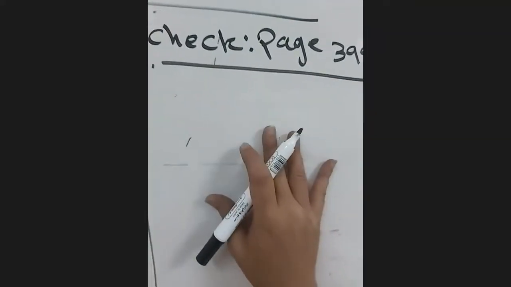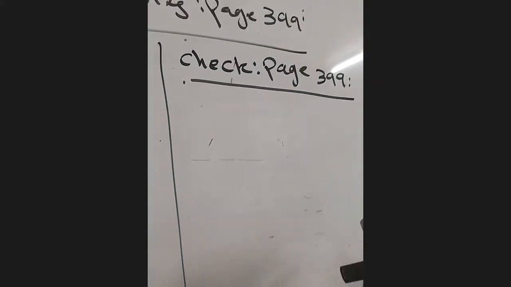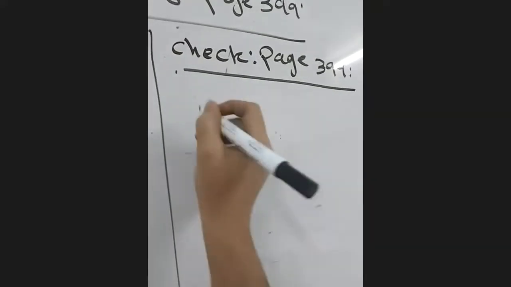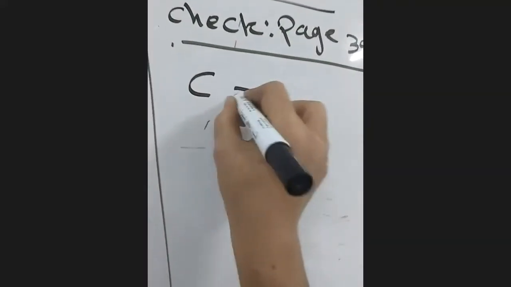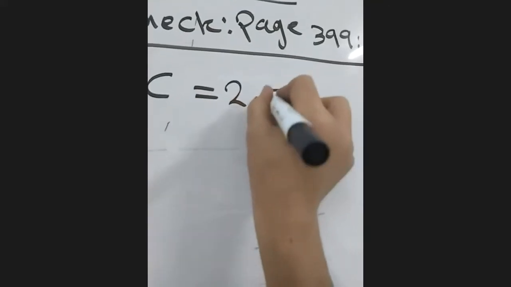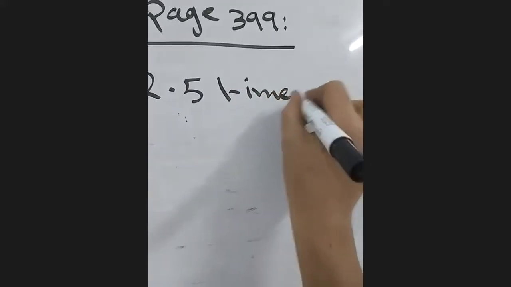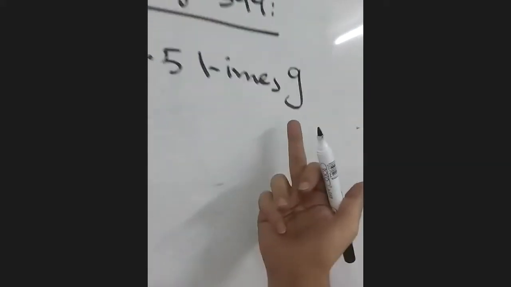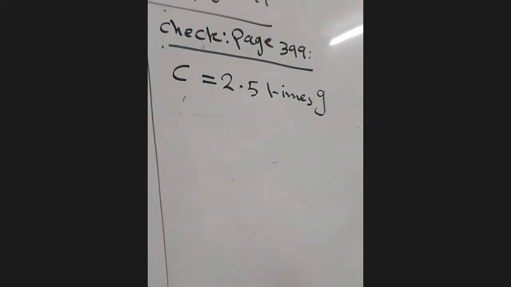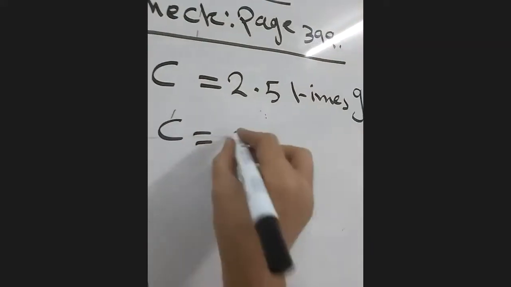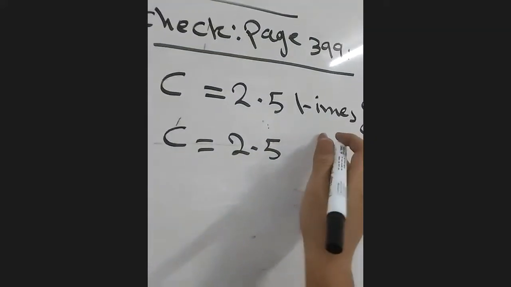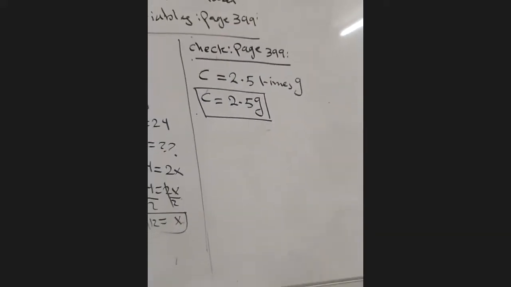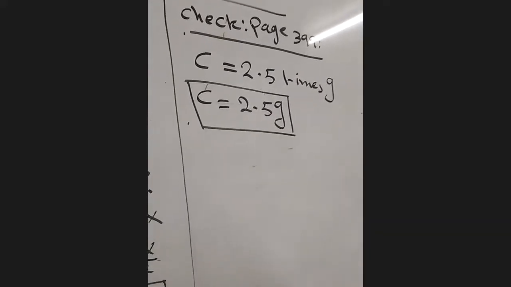This sentence, guys, is the rule of the function, the question, all of it. The total cost C is equal to 2.5 times G. C is the total cost. G is the number of gallons. It means C equals 2.5 multiplied by G. This is our rule, which we will follow in this question, okay?